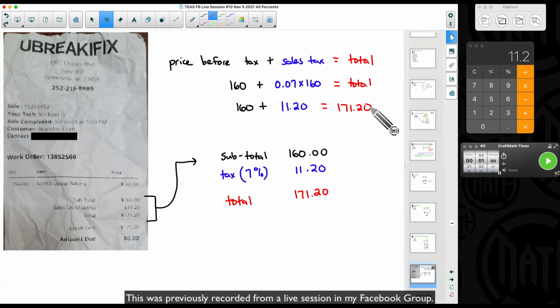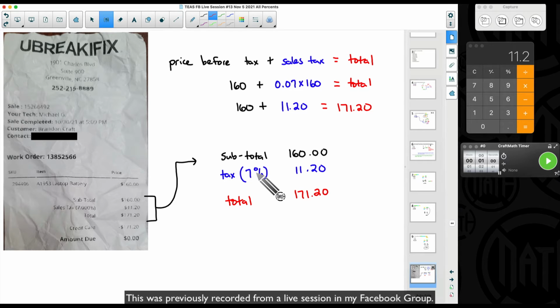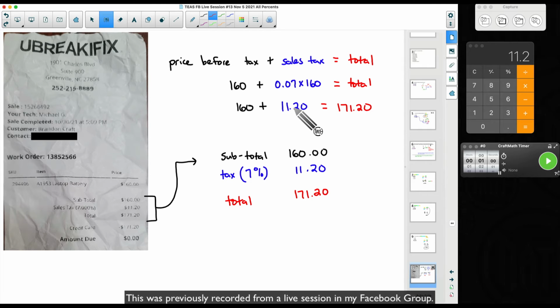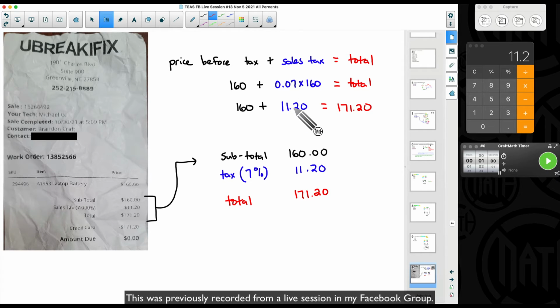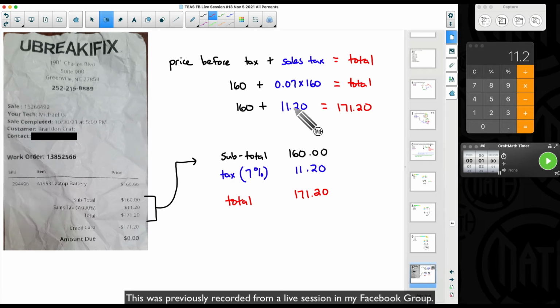So I'm not trying to waste your time here. I'm trying to show you how sales tax is computed. If you know the price before tax, the subtotal in this case, and you know your sales tax rate, 7%, you multiply that percentage by that price before tax to find the tax that you have to pay on that item or that purchase. This same exact approach applies to leaving tips when you go out to eat.